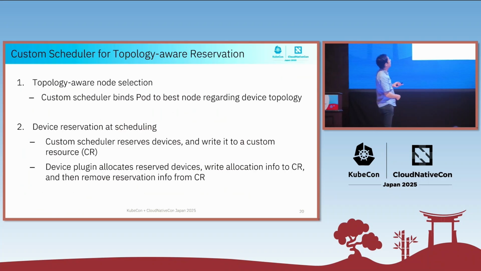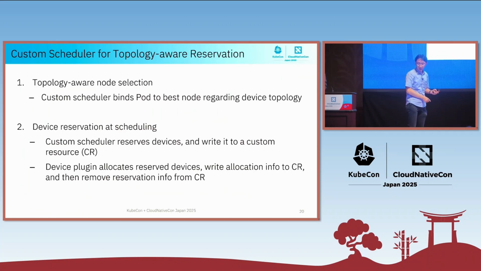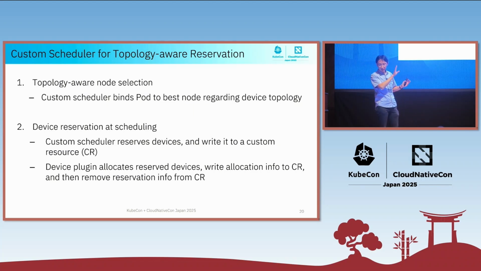And the second idea is device reservation. So the custom scheduler reserves devices prior to the allocation in the device plugin. The custom scheduler writes the reservation result to a custom resource, and then device plugin allocates the reserved devices, which can prevent the inconsistent allocation or duplicated allocation. So we can sort of make a lock object for the devices. So we can use the reservation entry as a lock object.